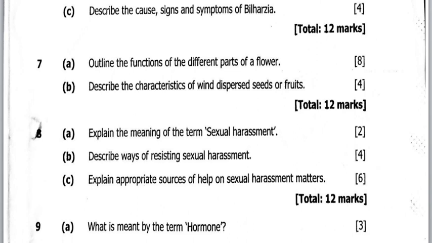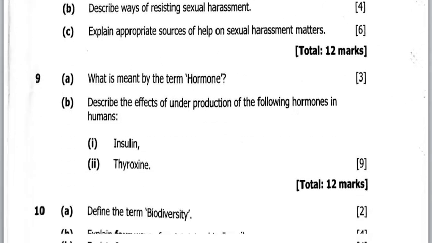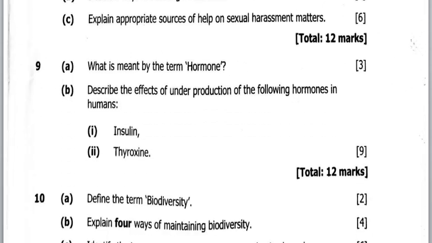Alright, then we have question 9, part A. What is meant by the term hormone? What is a hormone? In simplicity, a hormone is a chemical that is secreted by ductless glands. It is transported by blood and has effects on one or more target organs. So that is a hormone.